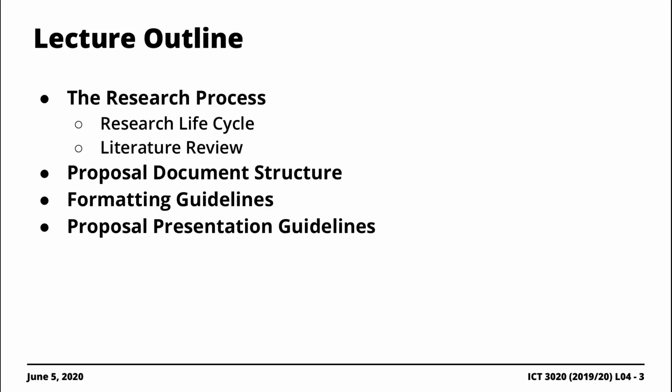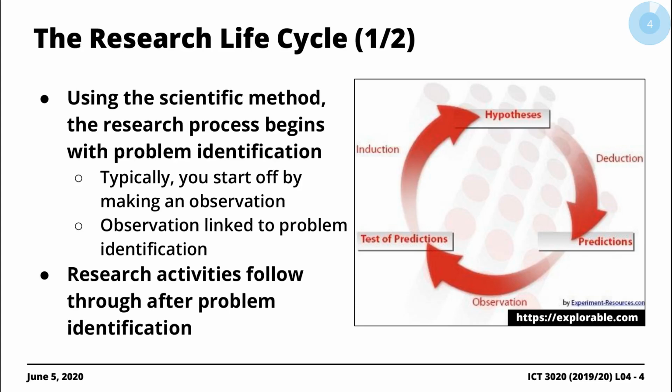All right. So just quickly start with the research process. It turns out, and you probably remember this from 2034, that the research process as it relates to the scientific method initially starts off with an observation, right? So before you embark on any sort of research project, you almost always start off with an observation. And the observation process is normally linked to problem identification.